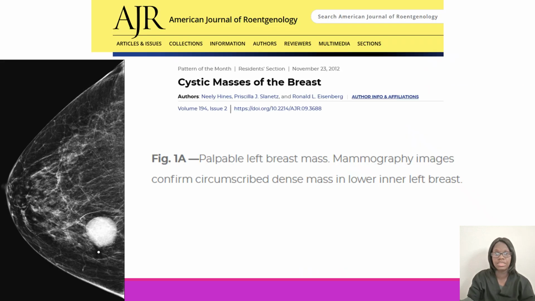And then this is the information that I was telling you about a couple of slides ago. If I had just shown you all this information, it would have given away the question I just asked you. But this case is from the American Journal of Roentgenology. So this is where I got this case study from. This is about cystic masses of the breast, and the authors are saying that this is a palpable left breast mass, and the mammography images did confirm that it was a circumscribed dense mass in the lower inner left breast. So this is where I got this information from.